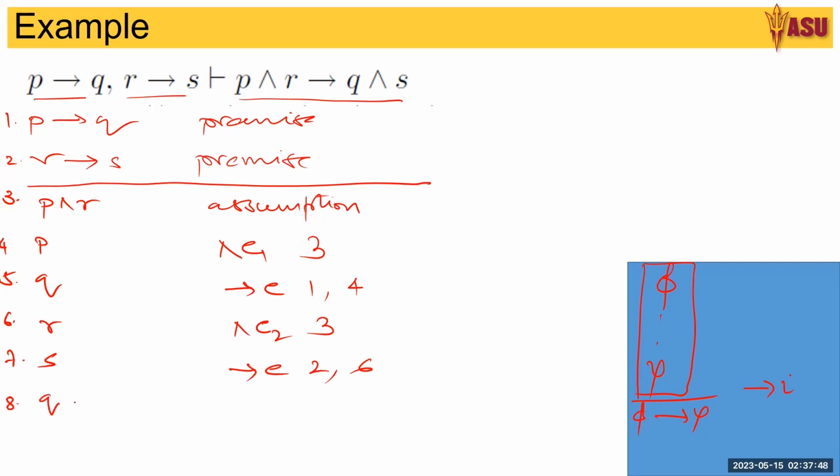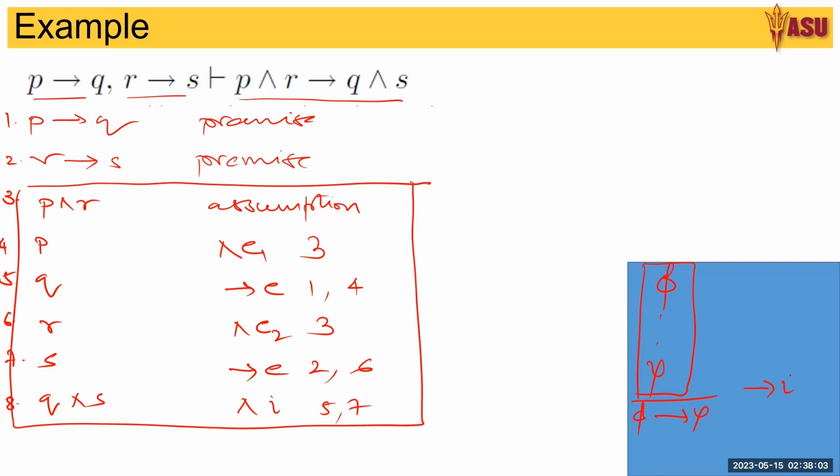Now from this I can say Q and S. This is the introduction rule of and the lines I'm using here is 5, comma 7. So this is my assumption. From this I can say P and R implies Q and S. How do I say this? Using this, that is the introduction rule, using this rule over here, introduction rule, and the box in the lines I'm using are the complete assumption box, so that is 3-8. So I've got my conclusion.